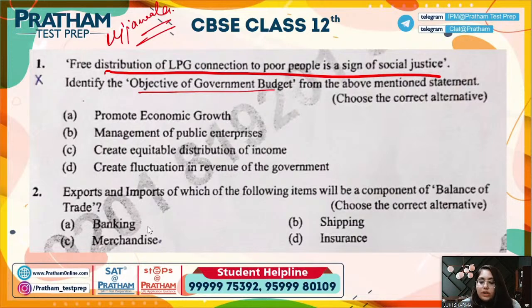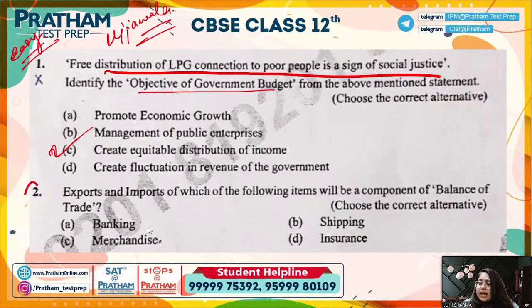And it is a sign of what? It is a sign of social justice. So main objective क्या था government का इसका? The main objective of the government in this Ujjwala Yojana was to create equitable distribution of income. To create equitable distribution of income was the main objective, and this is a question of easy level. This was an easy question.